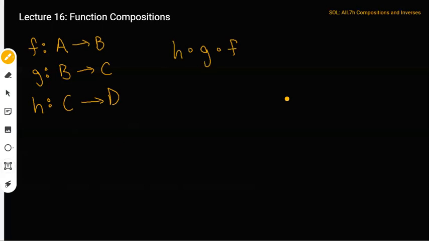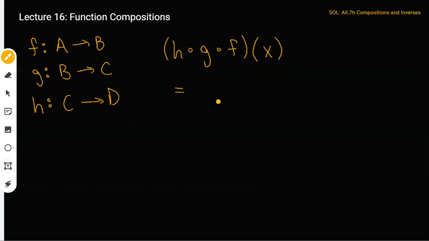So notice here I have three different functions. So I need two composition symbols, one between h and g and one between g and f. So I'm going to put all that in parentheses. And then I'm going to evaluate everything at the variable x. So I'm going to put the x in parentheses right there.